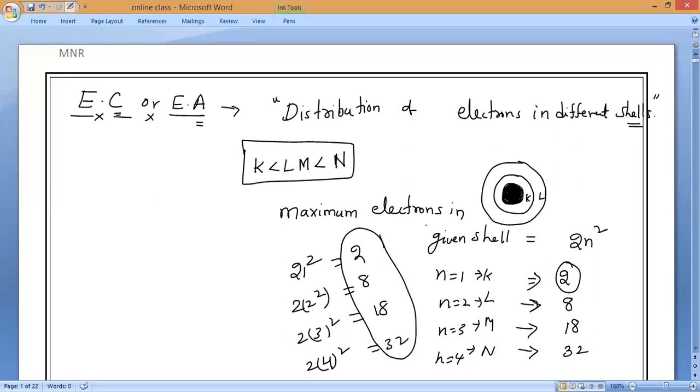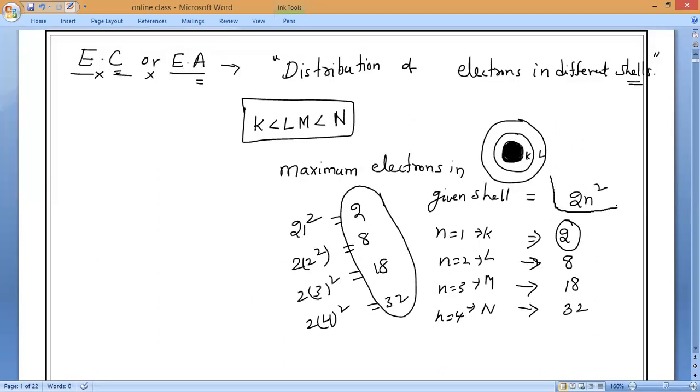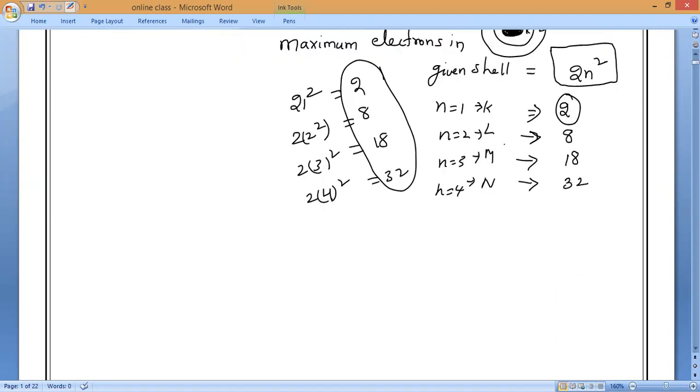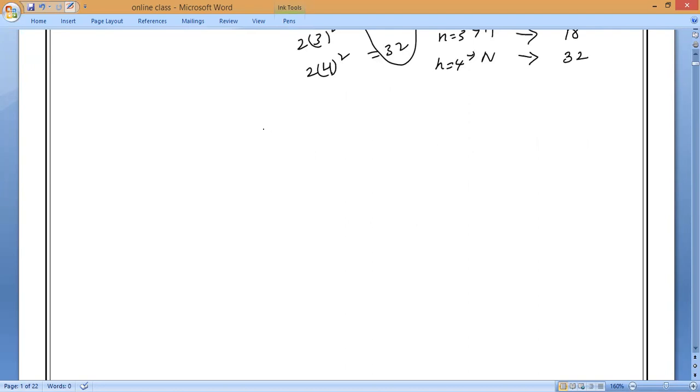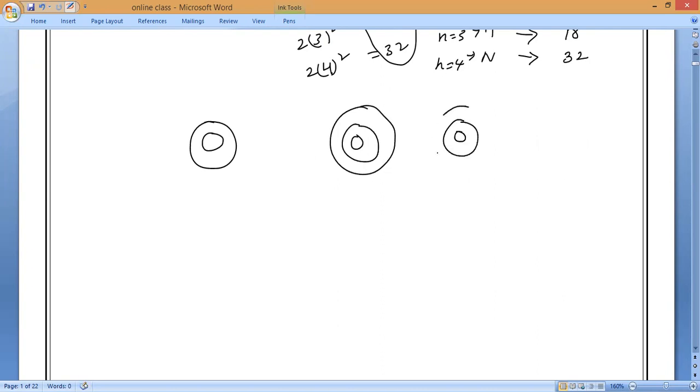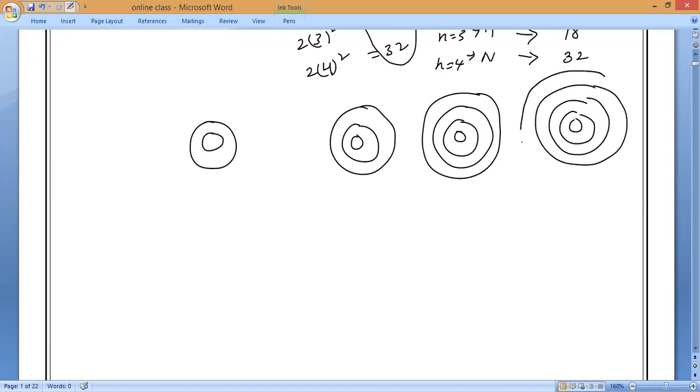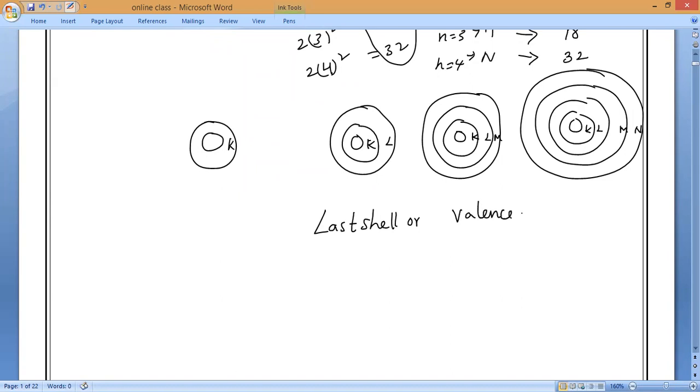This is the formula we can use to find the maximum number of electrons we can fit in a given shell. Now, whatever the shell, the last one may be a K shell, or an L shell, or an M shell, or an N shell. That last shell we used to call something. What did we call it, guys? Here only K and L. Here K, L, M. Here K, L, M and N. So the last shell, what do we call it? Everybody? Valence shell.